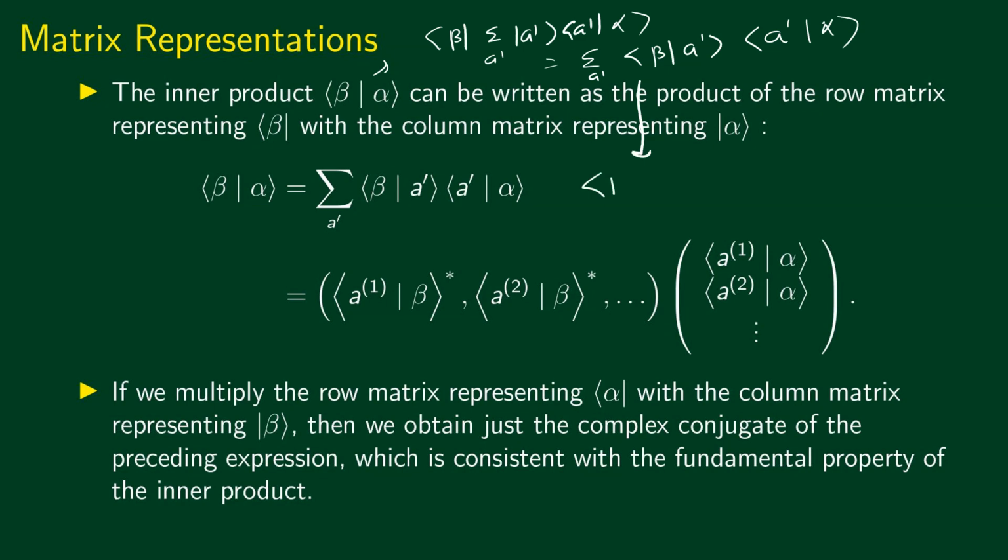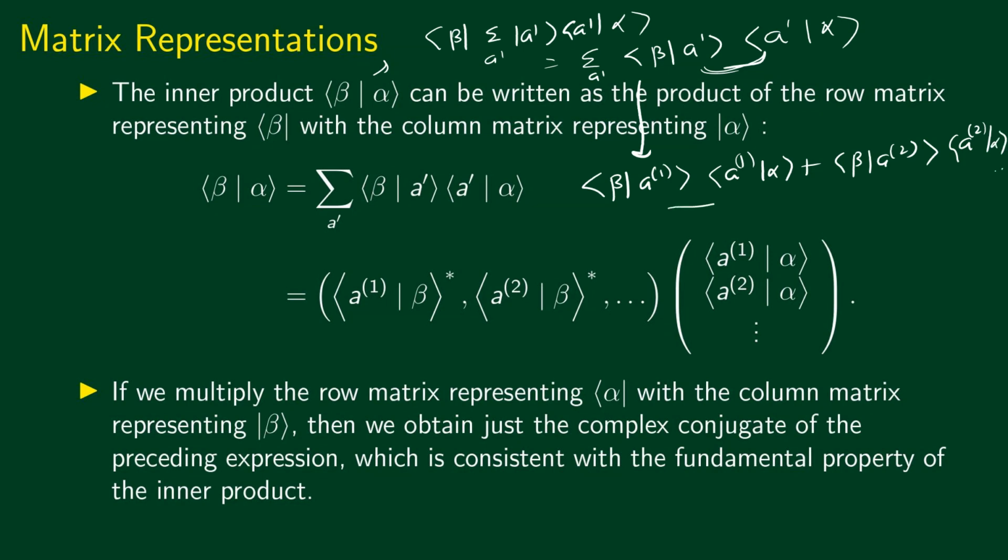So we'll get bra beta ket a1, bra a1 ket alpha, plus bra beta ket a2, bra a2 ket alpha, etc. I'm summing over a prime here. I'm summing over all these base kets and bras.